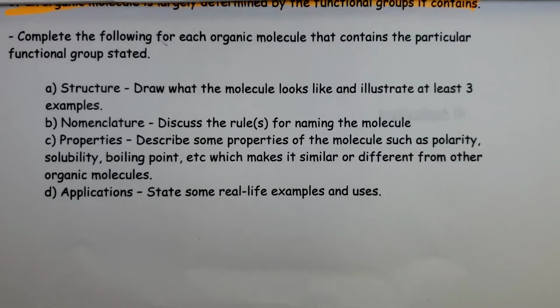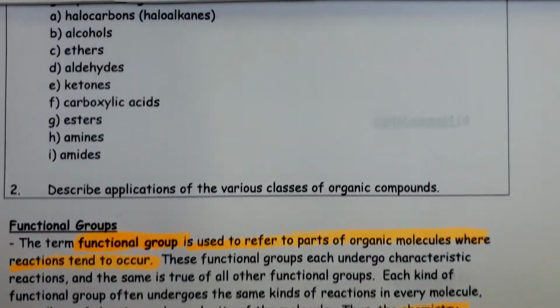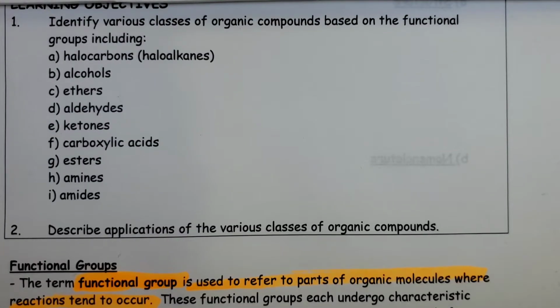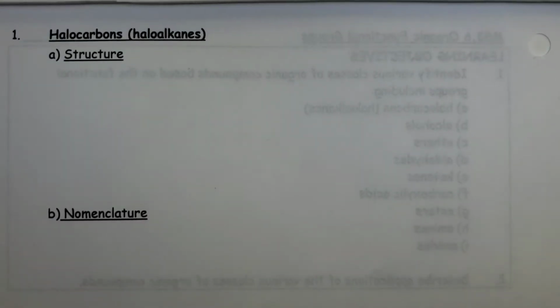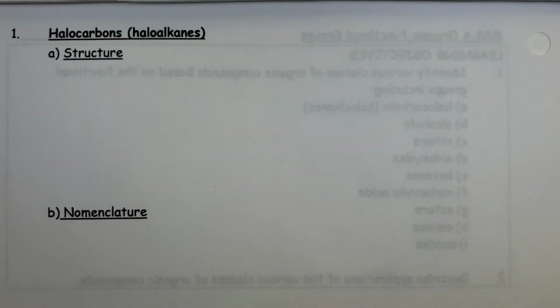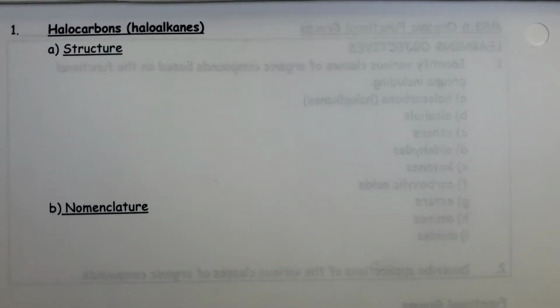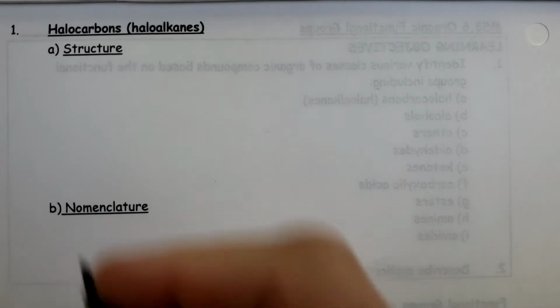So the first group we'll go through, the halocarbons or haloalkanes. We'll look at that one first. We'll look at that one together, and then you'll be able to see what you need to do for the rest of it. If you look at this sheet and the following sheet, you'll see that there's basically four things we need to do: look at the structure, nomenclature, properties, and then at the bottom, applications. So we'll do this one together just to see how we do it.